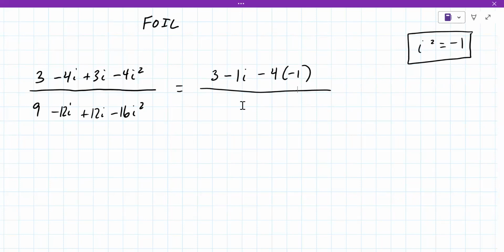All right. So for the denominator, it's going to be negative 16i squared plus 9. So it's 9 minus 16 times -1 again. So you want to follow the same pattern.